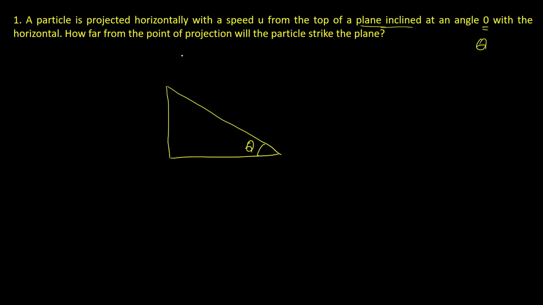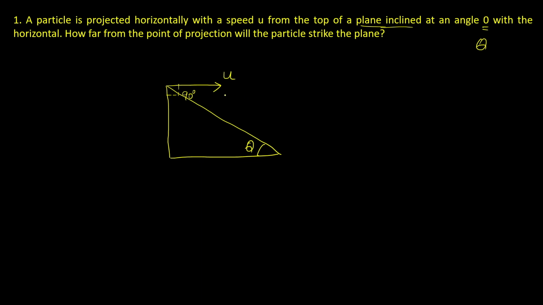So a particle is projected horizontally. The particle is projected how? Horizontally, like this. Horizontally means that this angle must be 90 degrees, with a speed u, like this, from the top of a plane inclined at an angle theta. This angle theta with the horizontal. This is horizontal. How far from the point of projection will the particle strike the plane?